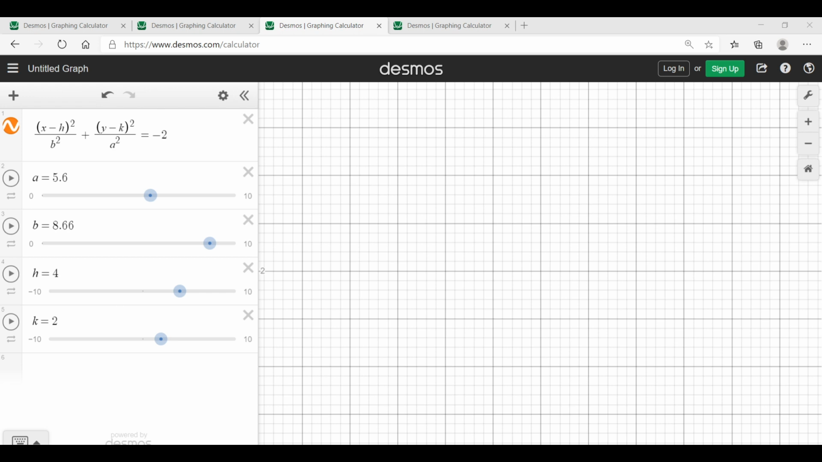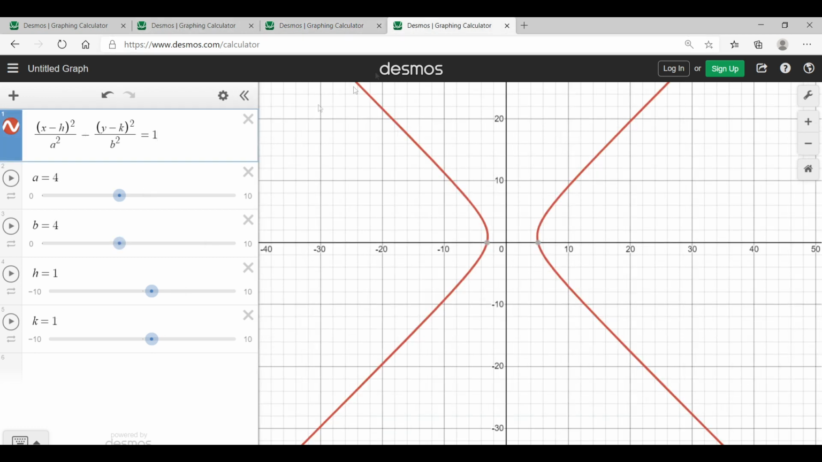So this situation is the same as the circle. Circle and ellipse, when degenerated, will become a point. When the right side becomes negative, then there's no graph at all. That means undefined. If a parabola, when degenerated, becomes a line, then how about the hyperbola?